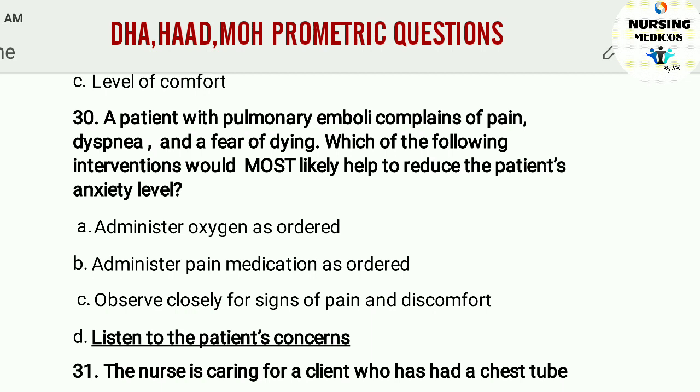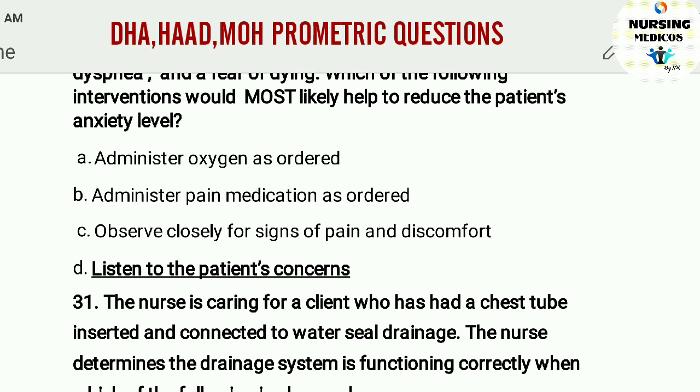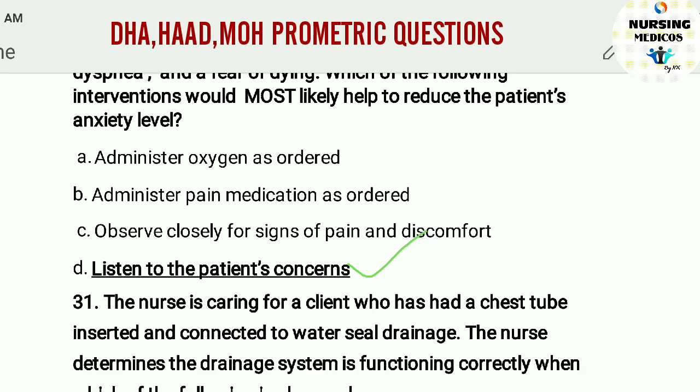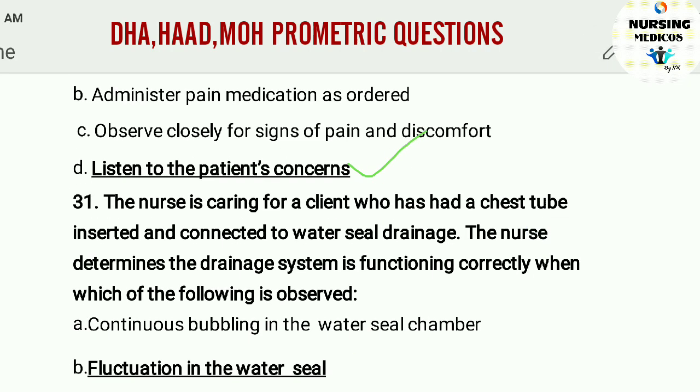Which of the following interventions would most likely help to reduce the patient's anxiety level? Option A is give oxygen as per order. B, give pain medication as ordered. C, observe closely for signs of pain and discomfort and listen to the patient's concerns. So option C is right. Okay.